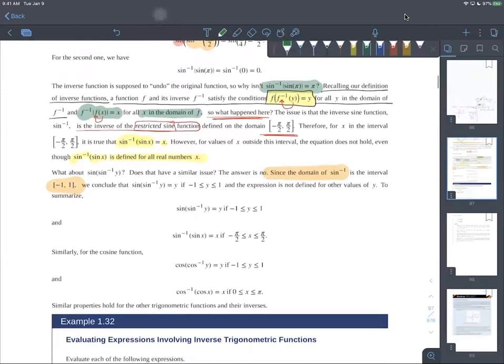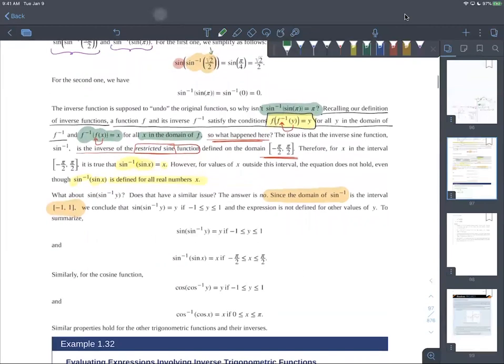All right. Okay, so here, let's take a look. It says the sine of sine inverse of y is equal to y if y is between -1 and +1. But y has to be between -1 and +1 because that is the domain of the sine inverse. If y was outside of this interval, then you could not plug it into the sine inverse of y, and therefore the expression would not be defined.